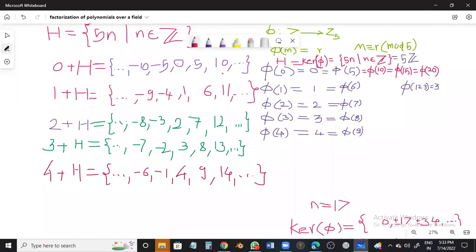And if all the elements are exhausted, the only cosets with me are 0 plus h, 1 plus h, 2 plus h, 3 plus h, and 4 plus h. Got me? Have we done this in group? Yes, ma'am. Okay. So what you do is you just collect all those sets under a set.